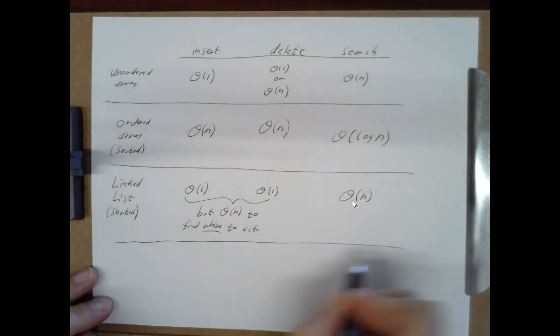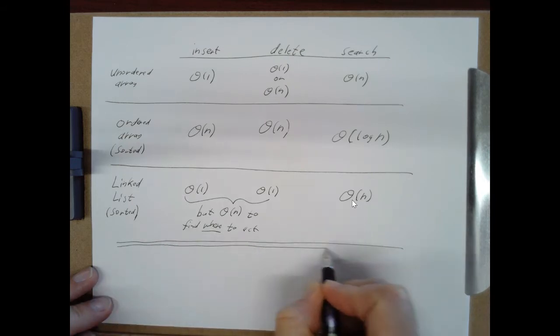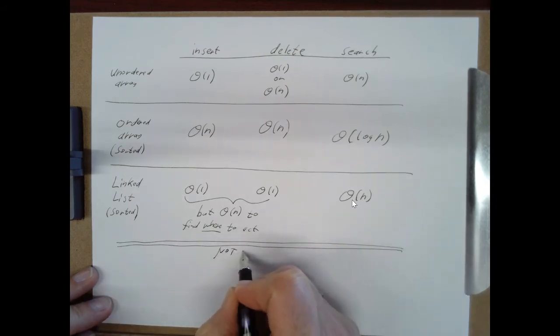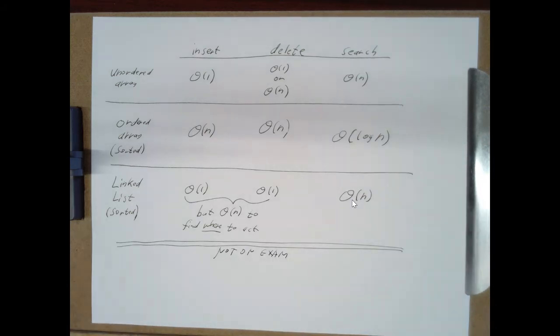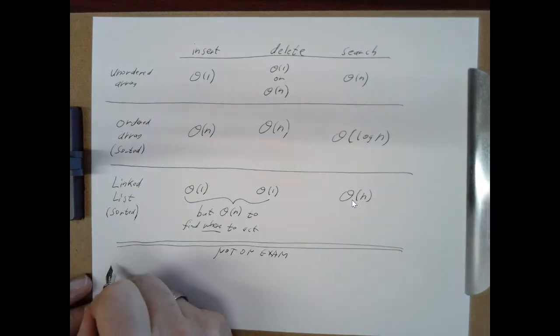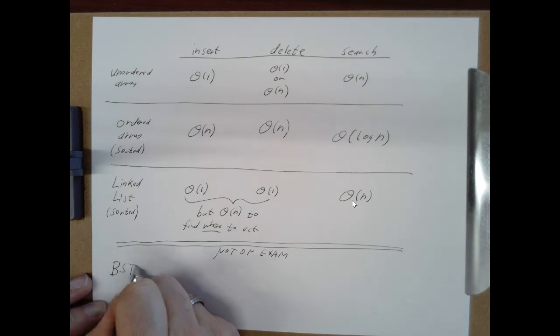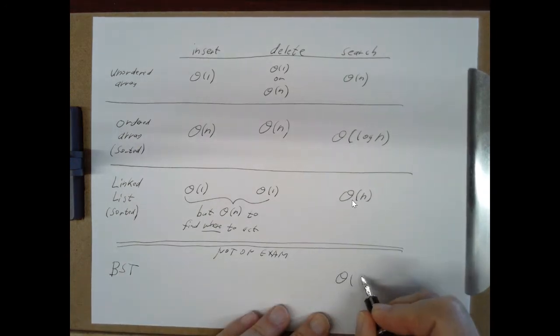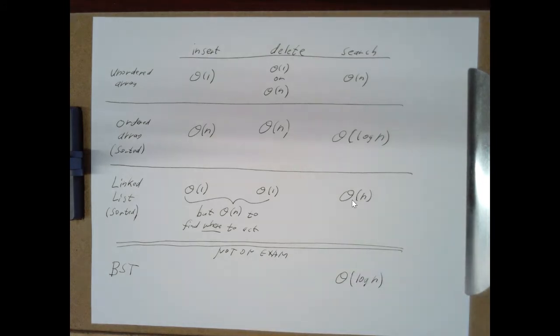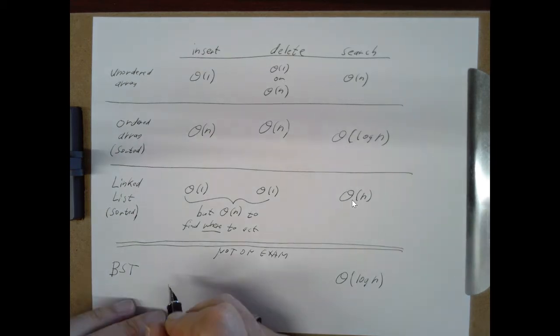And then, not on exam, but since we're making this nice table anyway, a binary search tree, this is going to bring us back to log n for searching. That's the whole point. And our insert and delete will also be log n.